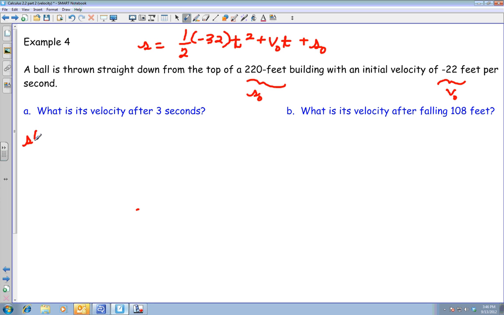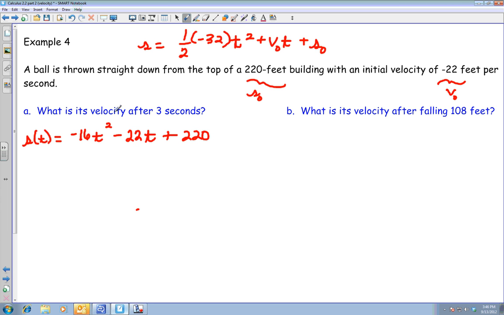So I have s of t equals 1/2 times negative 32. It's negative 16. Negative 16t squared plus my initial velocity, negative 22 feet. So I'm going to change that plus to a minus. So minus 22t plus my initial position, 220. So now I have an equation I can work with.